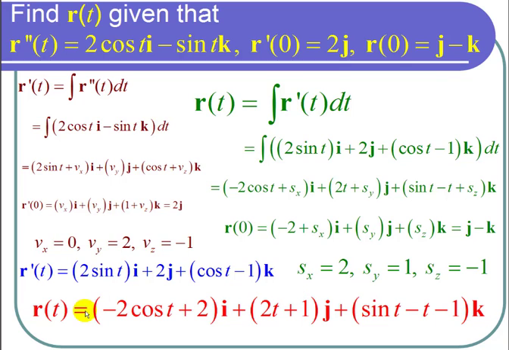So let's repeat. I get that r of t is equal to negative 2 cosine of t plus 2, i, plus 2t plus 1, j, plus sine of t minus 1, k. And I'm done with the problem.